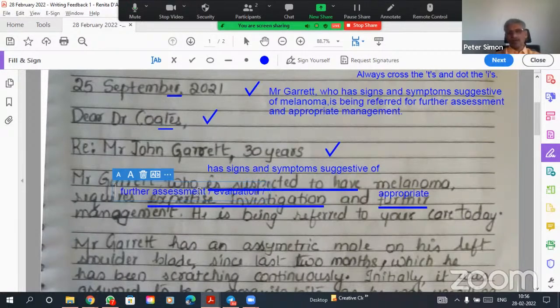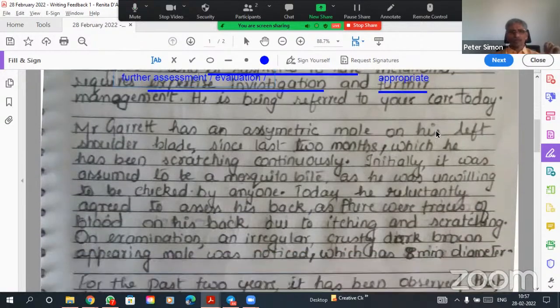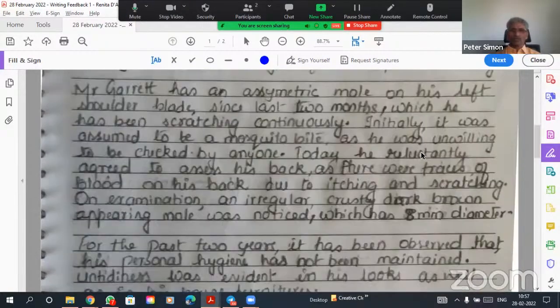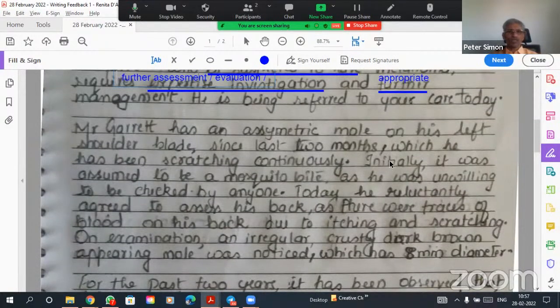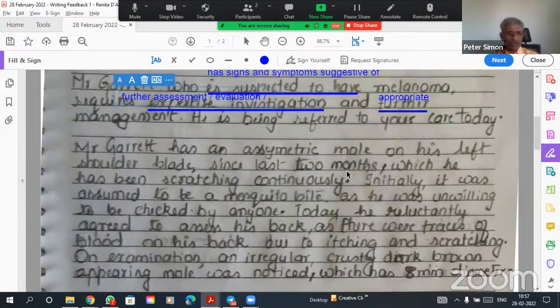You can say further evaluation, assessment, investigation, all these are synonyms. So you can use any one particular word. Okay, that's it. Next one. You're sending him to care only, today only. That's already there, you don't need it. Following the discharge today. This is not a discharge letter, right? So fine. Then next step.